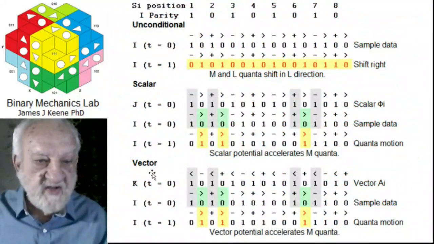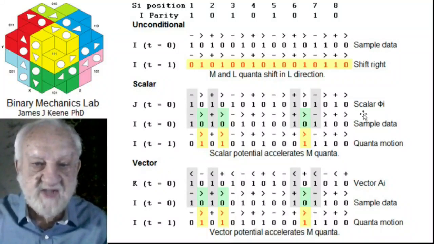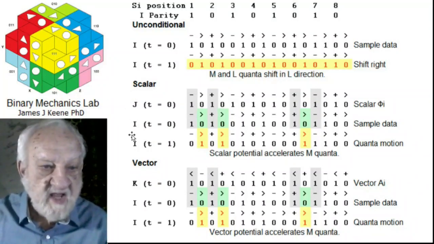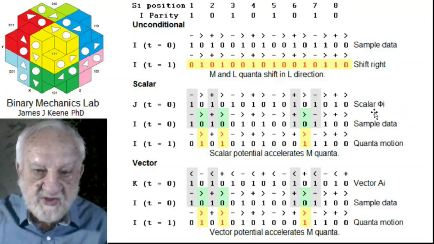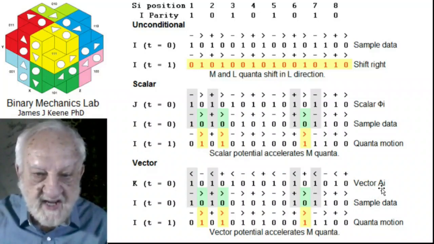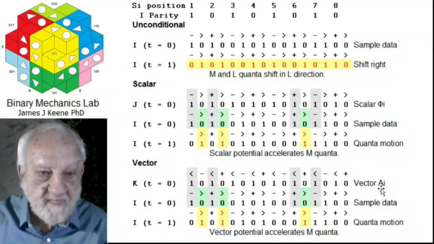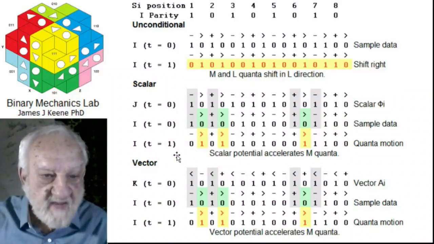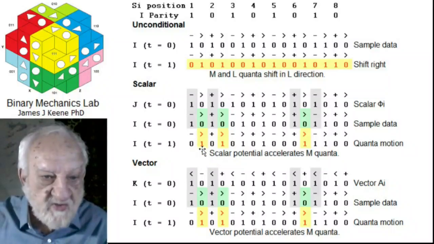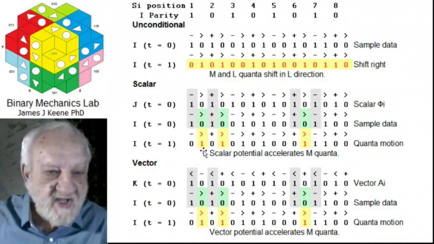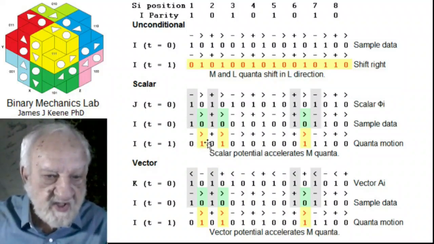The scalar and vector bit operations are shown in examples here. At time equals 0, the input sample data is shown for the scalar potential phi and the one-dimensional component of the vector potential A from the Lorentz equation. And you can see that at time equals 1, if all the conditions are satisfied, you're going to move the source one state to a destination L-type locus here.